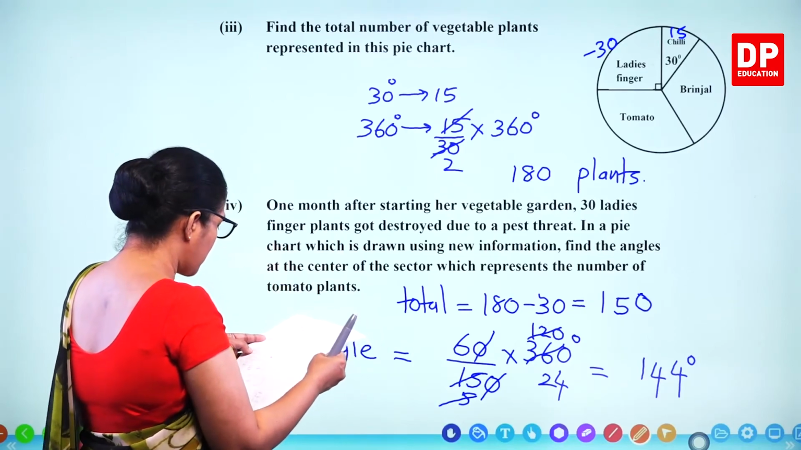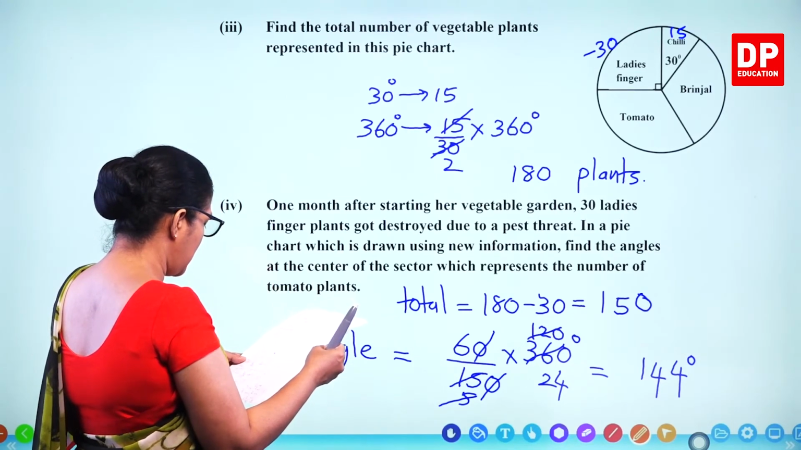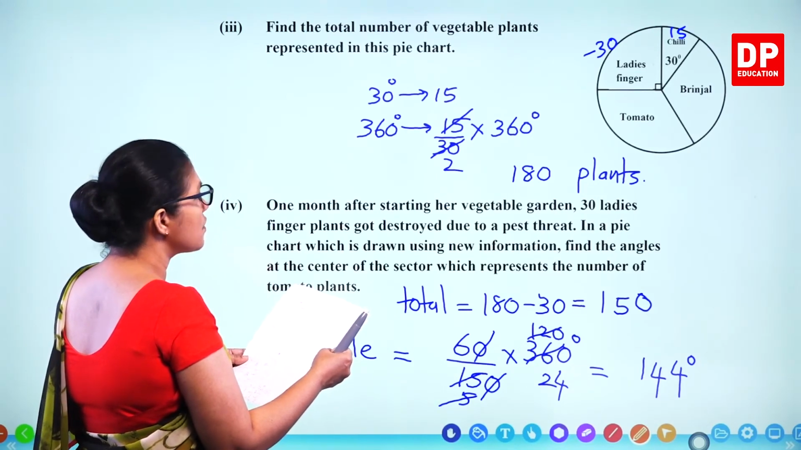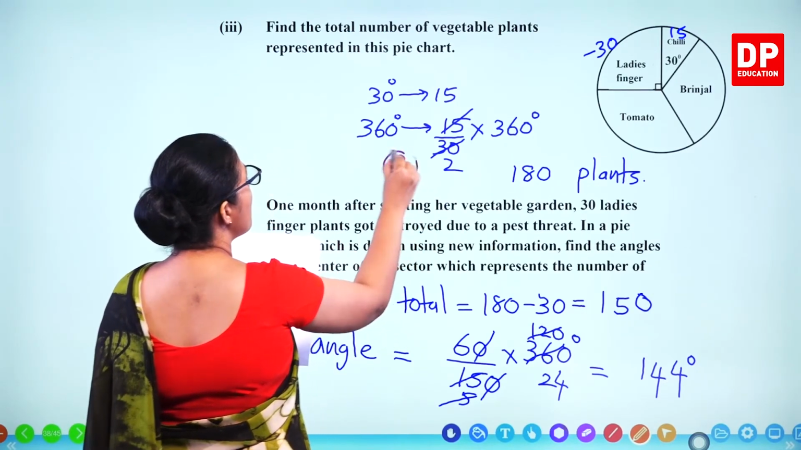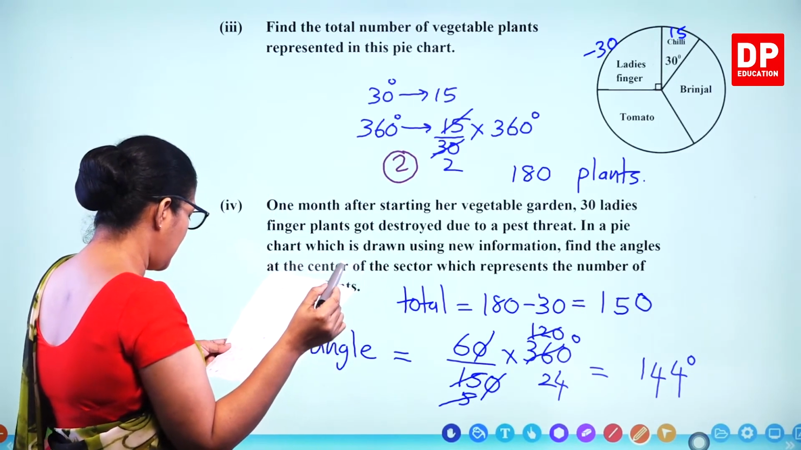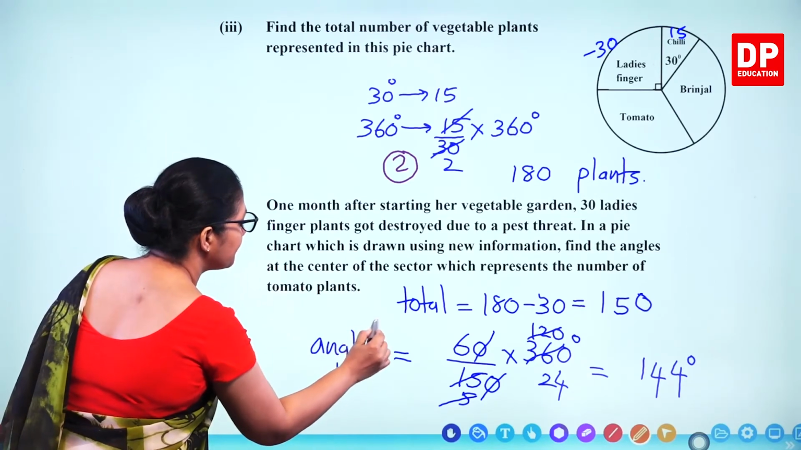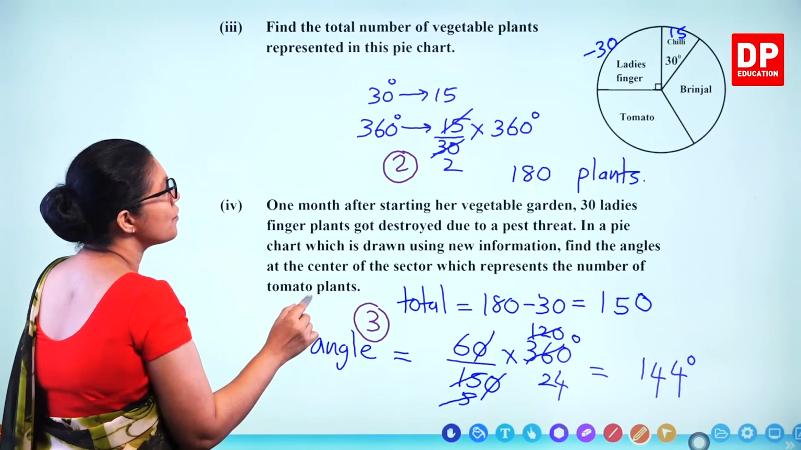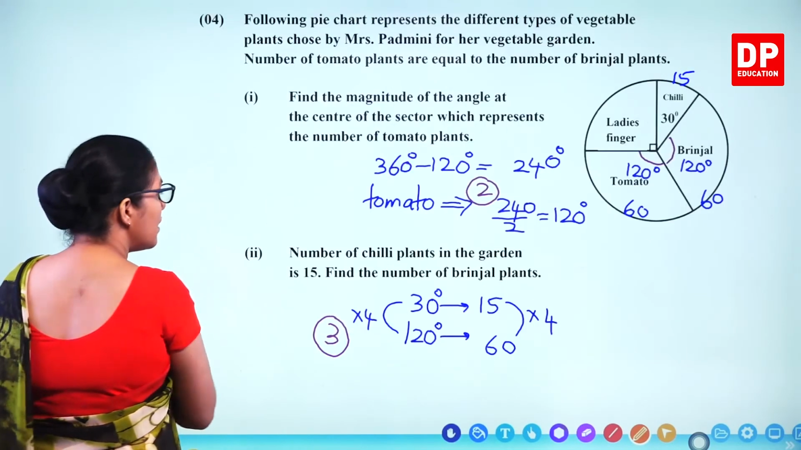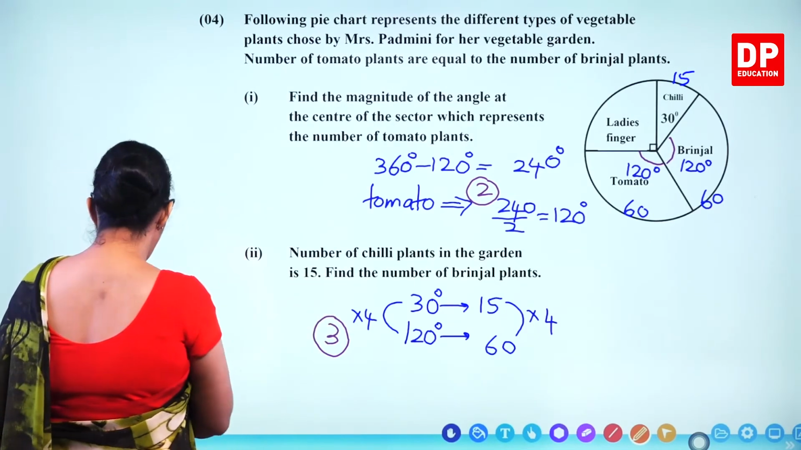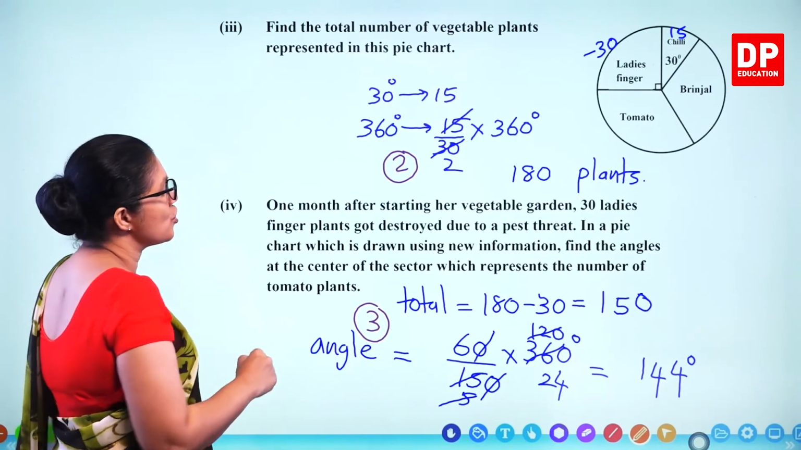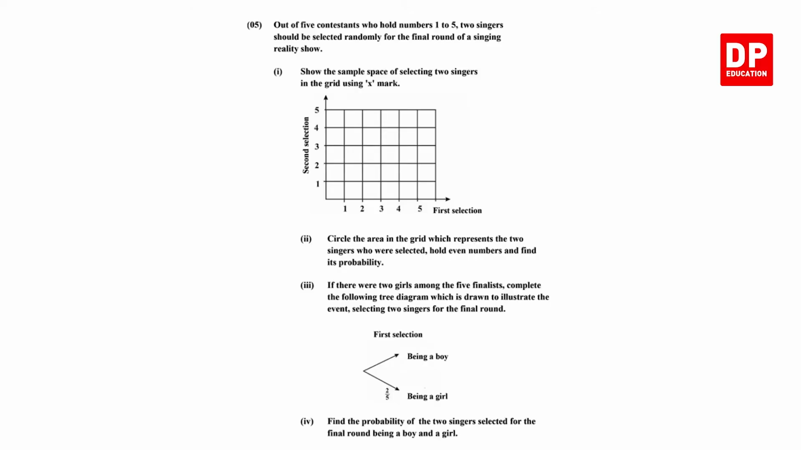So, how many marks? You are getting 2 marks for finding the total number of plants and 3 marks for the new angle. So, 3 and 2, 5. 5 and 5, 10 marks for that question. Let's take the last question in paper 1.